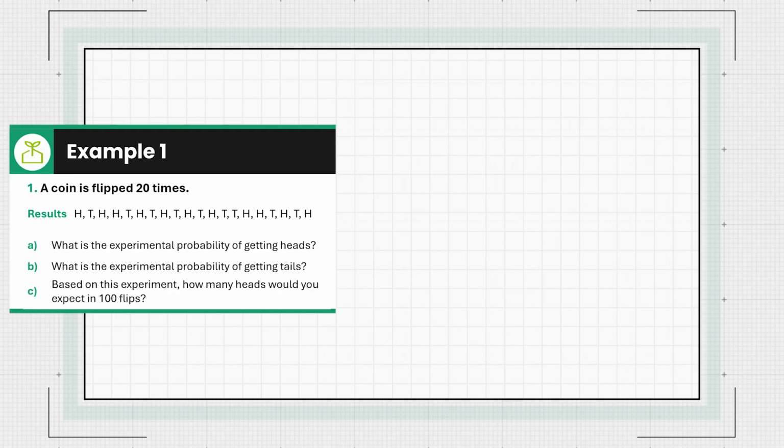So first up, let's summarize our results. For our first one, if we add up and tally up all our results, we're going to get that heads occurs 11 times and tails occurs 9 times. Now, our experimental probability is going to be different from theoretical. So theoretical would have said there's a 50% chance of getting heads, 50% chance of getting tails. But in our experiment, we've got more heads than tails. So, what is the experimental probability of getting heads?